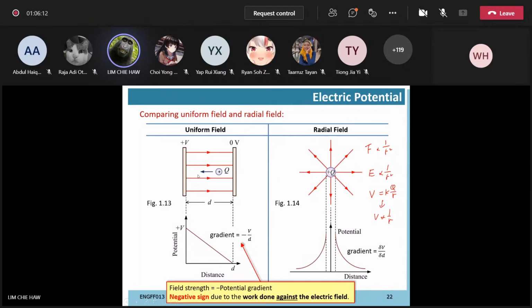This is different from what we have seen just now about the positive energy and negative energy. This is purely looking at the electric field. So the gradient here has a negative sign because we are against the field. Okay, let's carry on from here.